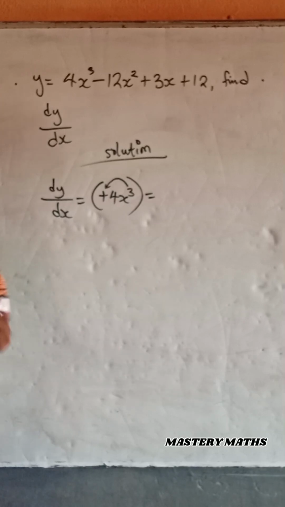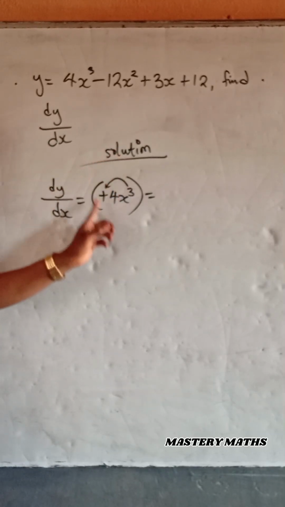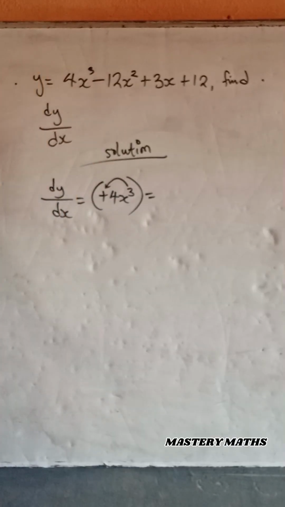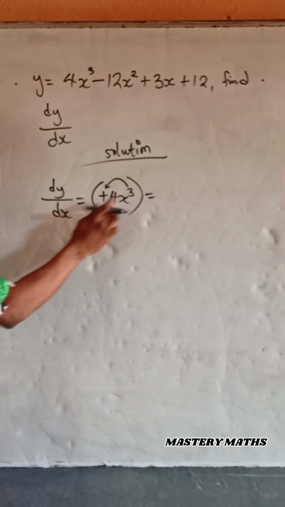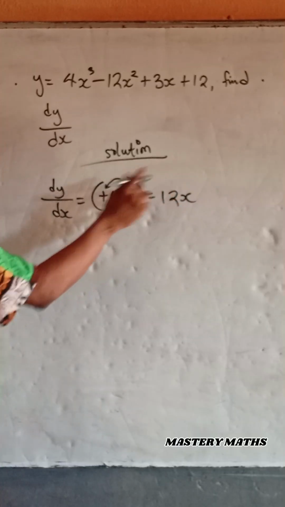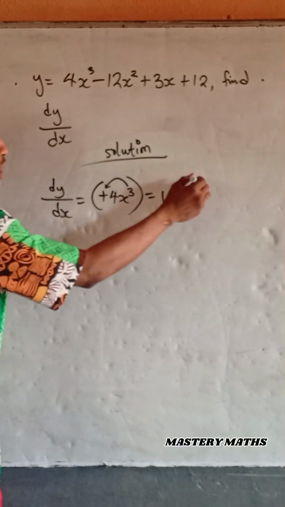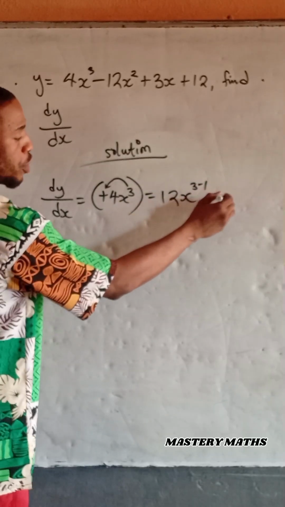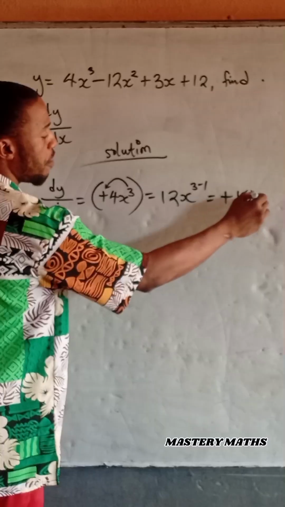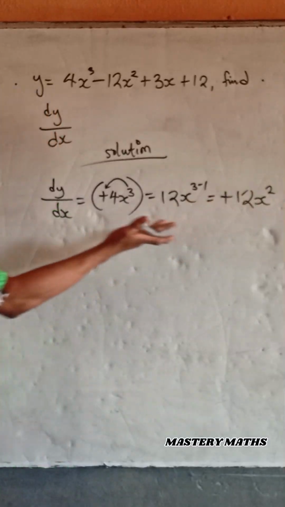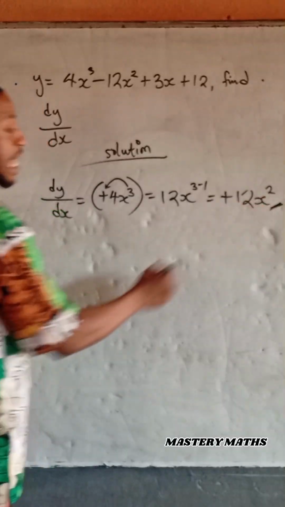After that, subtract 1 from the power. You will do two things: after using the power to multiply the coefficient, you subtract 1 from the power. Now, 3 times 4 will give us 12x. You have 3 there as a power. Subtract 1 from the 3, which will give us plus 12x raised to the power of 2. That's the answer for the first term.